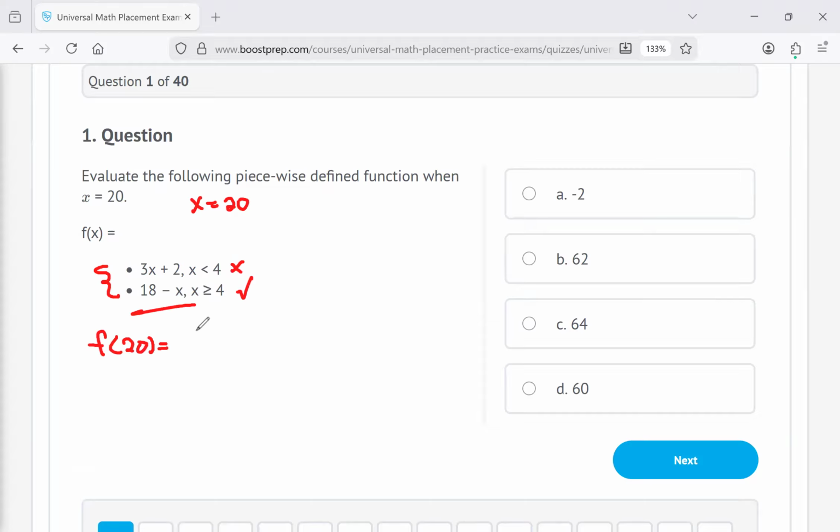Use the second equation, and wherever you see an x, replace it with 20. So this is 18 minus 20, and 18 minus 20 is negative 2. So that is letter A.